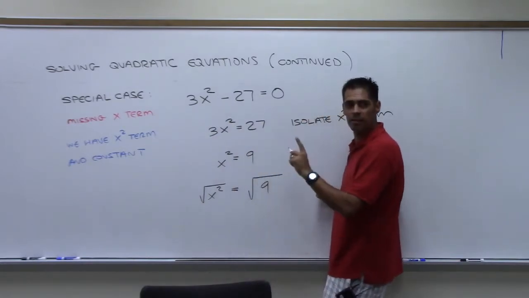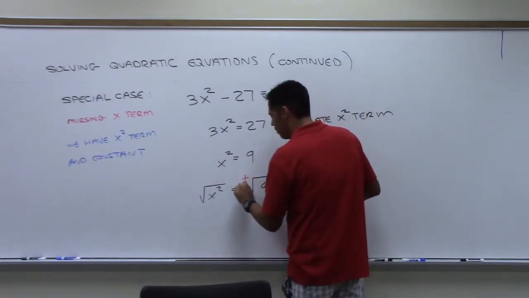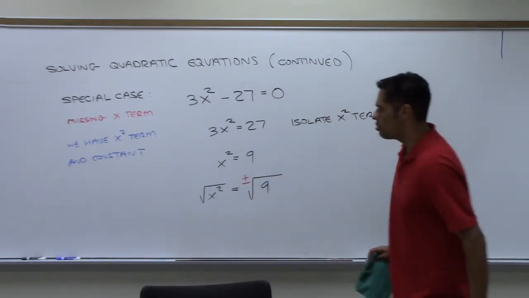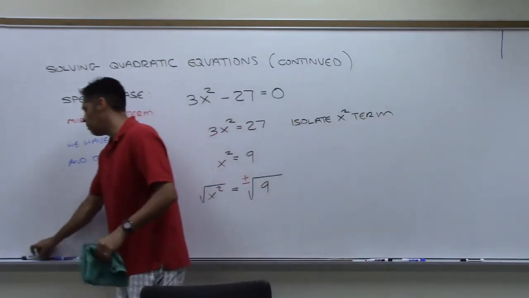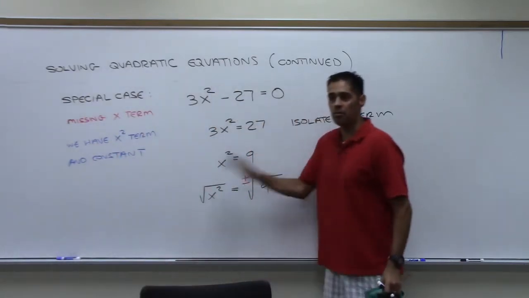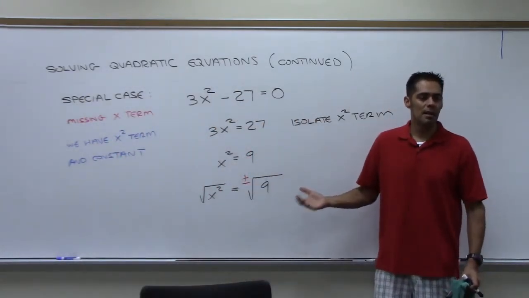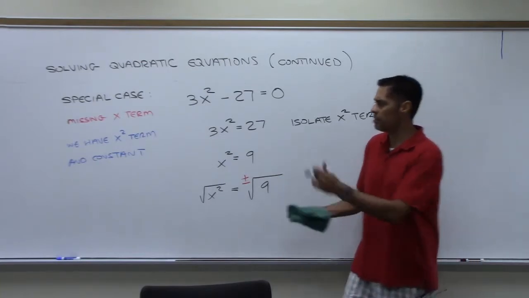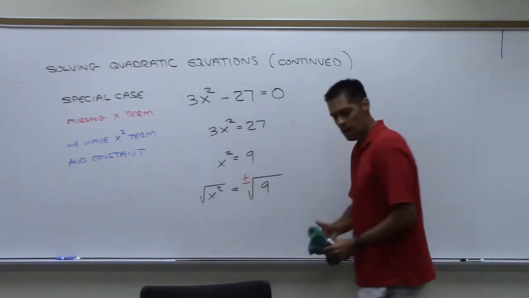Yes? What? Who said it? Plus or minus. Good. You have to do plus or minus. And that is usually explained in the way of just, hey, don't forget it, okay? When you do the square root, don't forget plus or minus. But just think about why you have to include plus or minus. Well, let's get the answer, and then we'll talk about why it has to be that.